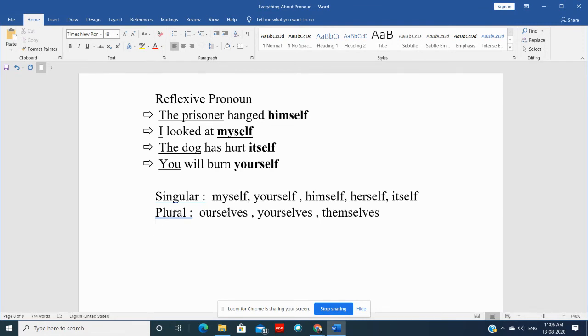So, you can say that these pronouns, when used as the object of a verb or preposition, are called reflexive pronouns. As you can see in these sentences, in each case, the doer of an action is also the receiver of an action, meaning the object denotes the same person as the subject. So these types of pronoun are called reflexive pronoun. Let's look at some more sentences.